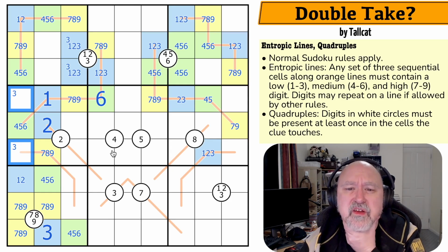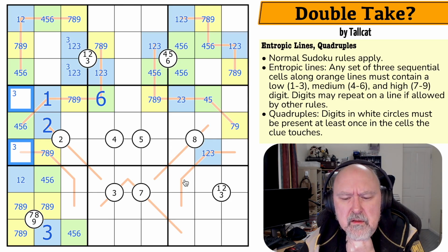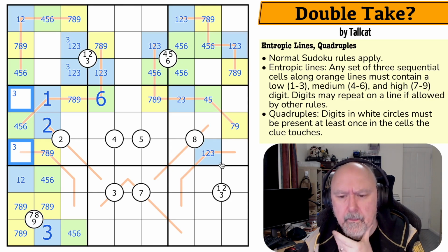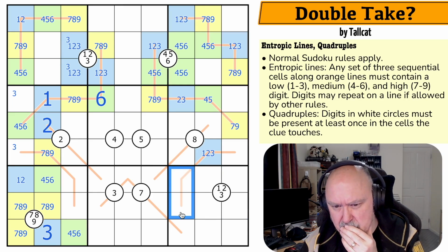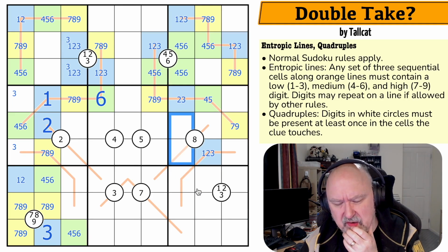This is quite tricky. It's got to be this, doesn't it? There is a medium in here. I can put a maximum of 1 low in there. So there must be a high digit in there. But could I make both of those high? I don't see why not.